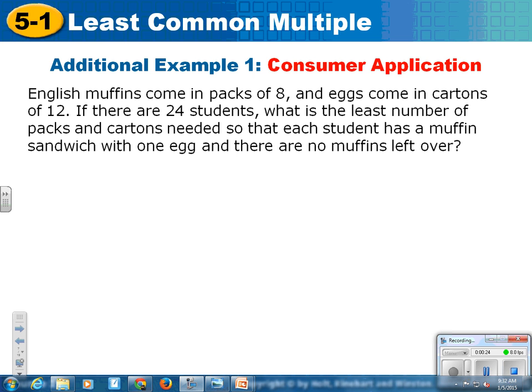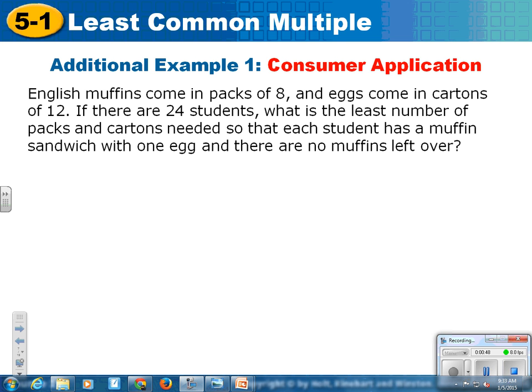I'm going to show you a couple of examples of some of the problems you're going to have on your homework. Okay? This first problem is English muffins come in packs of 8, eggs come in cartons of 12. If there are 24 students, what's the least number of packs and cartons needed so that each student has a muffin sandwich with 1 egg and that there are no other muffins left over? Oh my gosh. That sounds like a mouthful, doesn't it?